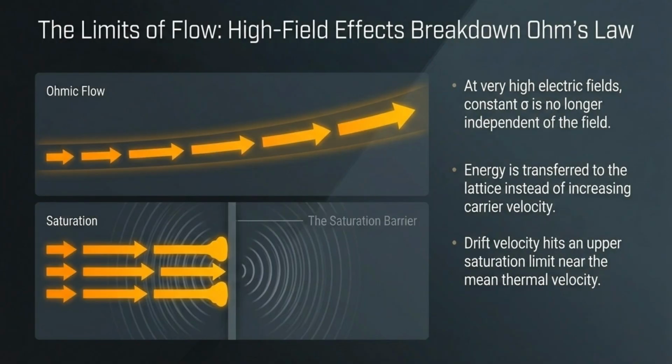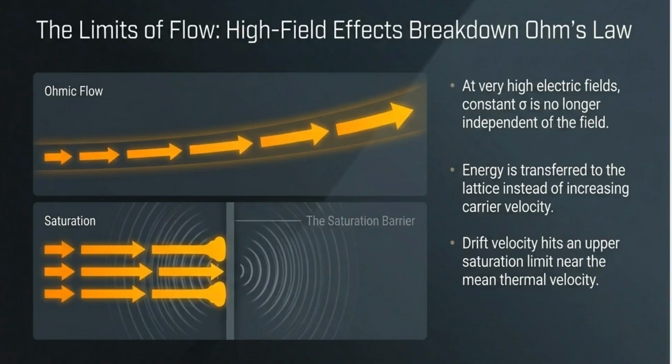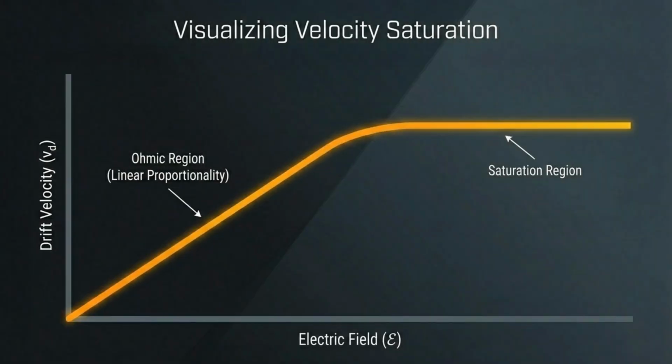High field effects break down Ohm's law. At very high electric fields, the drift velocity hits an upper saturation limit, transferring energy to the lattice instead of increasing carrier velocity. This graph visualizes velocity saturation. The ohmic region shows linear proportionality, but at higher fields, the drift velocity enters a saturation region.